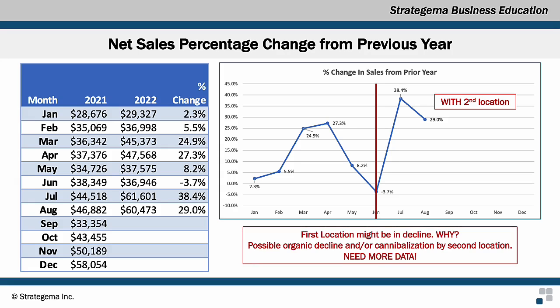Why might that be? Well, it could be because of possible organic decline or some other external market or economic factor. There could also be some potential cannibalization effect by the second location, which might be drawing customers away from the first location. Without more data, it's difficult to tell.